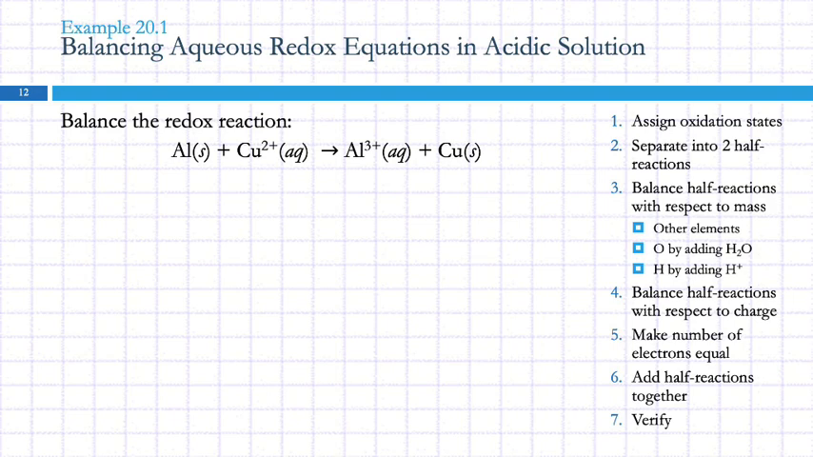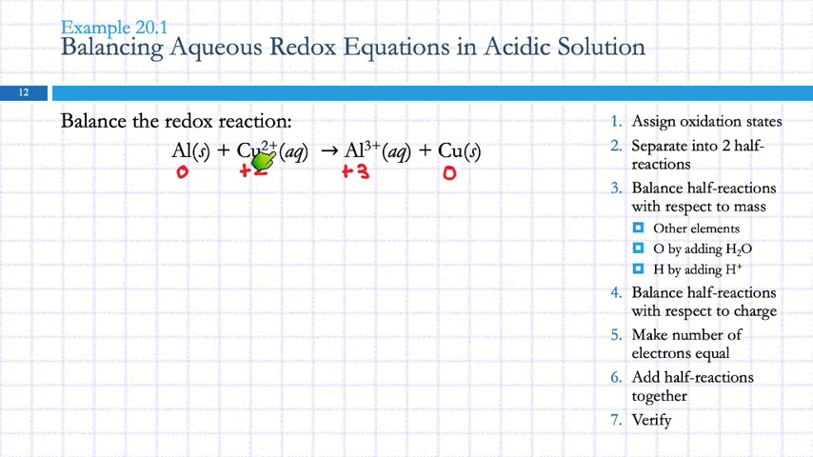Assign oxidation states. Well, let's just do that to practice. What's the oxidation state of aluminum? 0. It's an element. What's the oxidation state of copper ion? 2+, +2. What's the oxidation state of aluminum here? +3. And the copper here? 0. With monatomic ions, oxidation state is just the same as the charge.